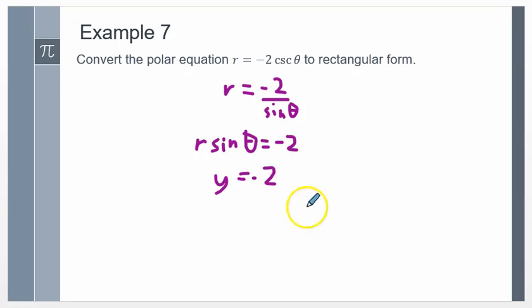So we are done. This is a rectangular equation. It only has x's and y's in it, so we do not have to do anything else. That's why it was better to notice in this case the reciprocal function can be rewritten as dividing by sine, and that way we don't have to go through a lot of other steps to get our equation with only x's and y's in it.